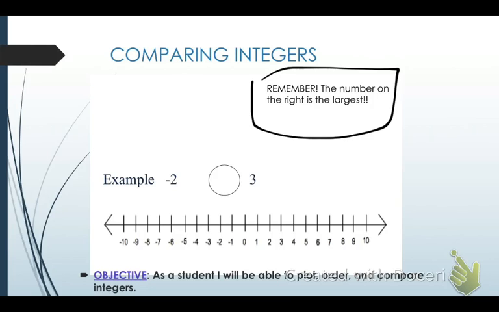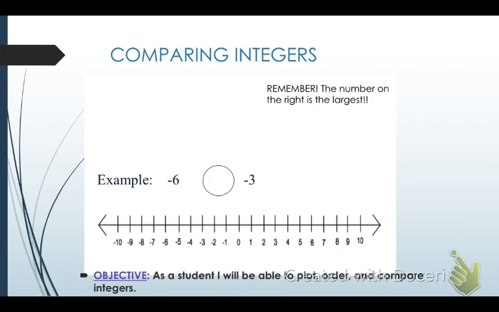So let's start. Let's plot -2 and 3. Notice the 3 is on the right. That means it is bigger. That means we're going to eat it. Very simple. We think about a number line. Let's go to example number 2.